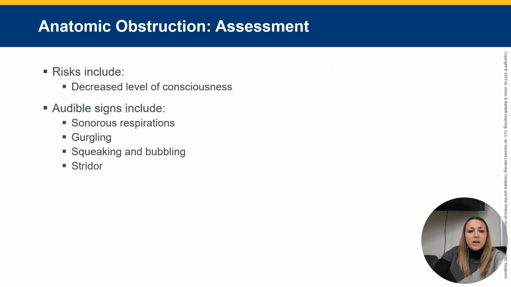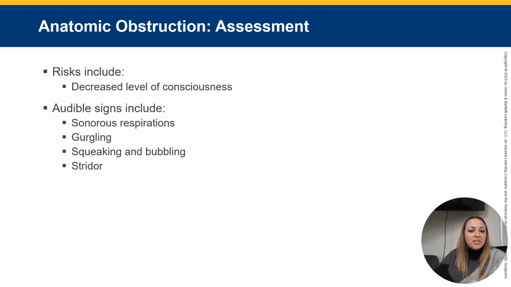When we look at the anatomic obstruction of the tongue, the risks that come with that are any decreased level of consciousness, anybody that's altered or just really not able to protect their own airway. Some signs of that include snoring, gurgling, squeaking, bubbling, stridor, anything that you can hear from the doorway that you're like, that doesn't sound right.